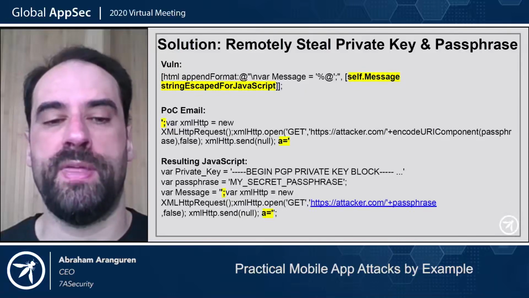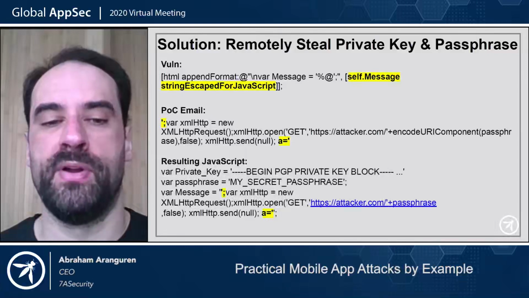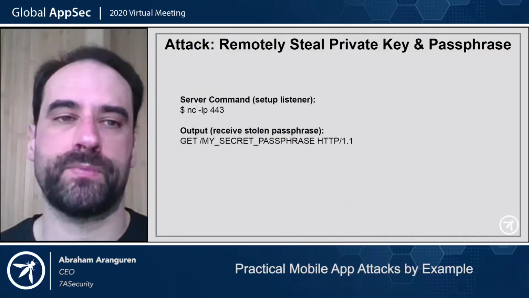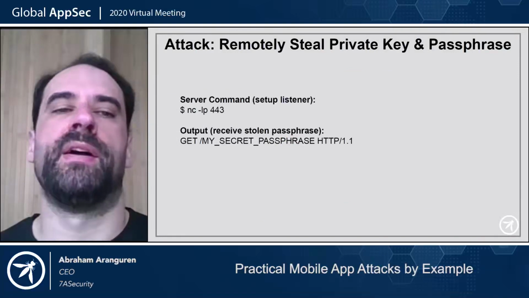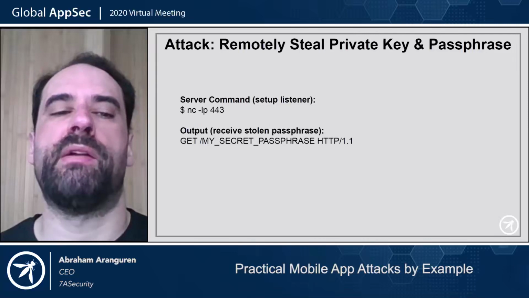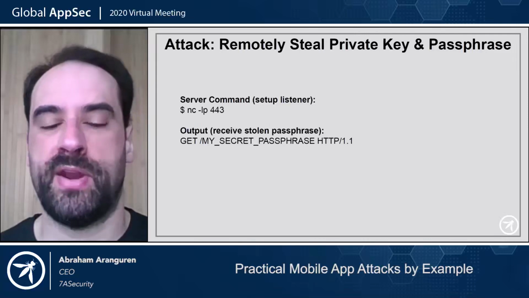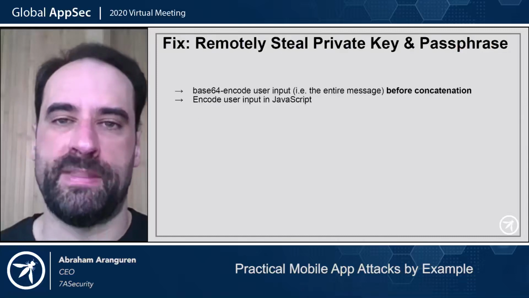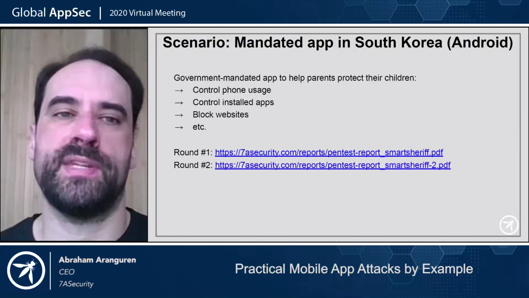And then with this here, we can get the passphrase which has just been defined on the variable above. We can send the passphrase to an attacker, right? And then you can verify this with some netcat listener, for example. Then you get a request like get my secret passphrase. So we can steal the passphrase of the user that opened your email. That is how you fix this.